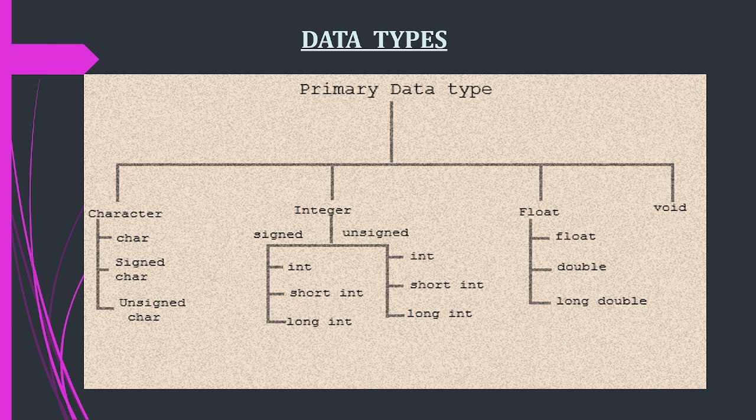Data types specify the type of data a variable can store, like int, character, floating and etc. Primary data types are divided into character, integer, float, and byte. Character is again divided into three types: character, signed character, and unsigned character. Integer is divided into signed and unsigned. Signed is again divided into int, short int, and long int. Unsigned is divided into int, short int, and long int. Float is divided into float, double, and long double, and byte.